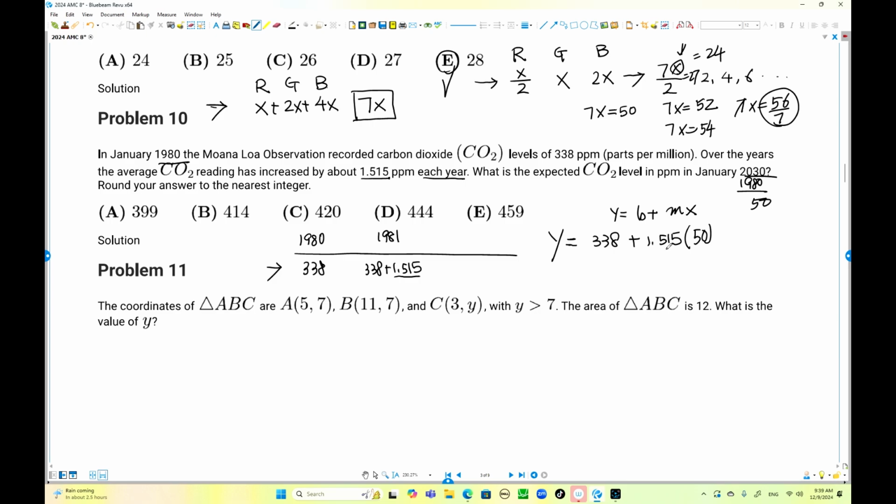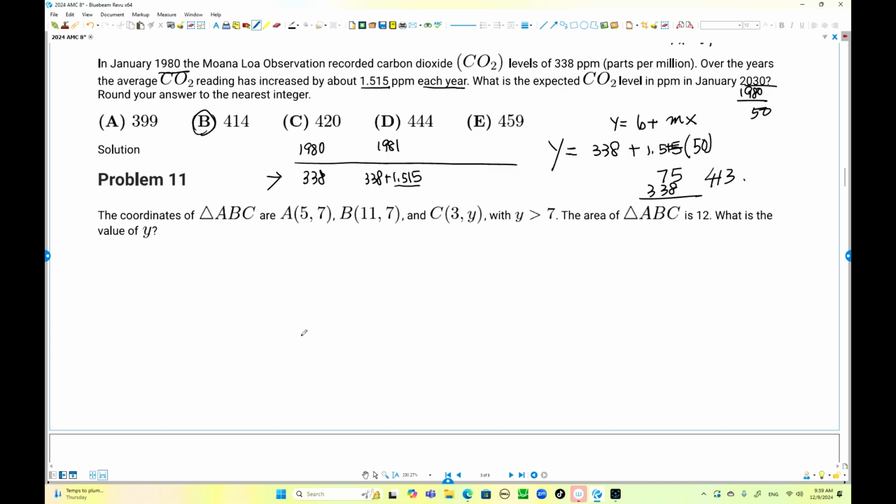So how much is this approximately? You don't have to calculate this one. 1.5 times 50 is 75. 338, just quickly find that, is around 413, isn't it? So 414 is the answer.